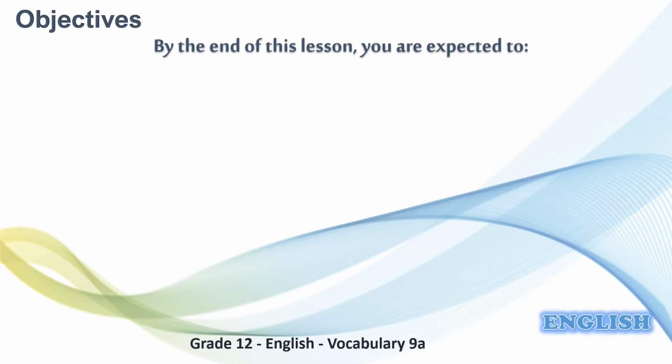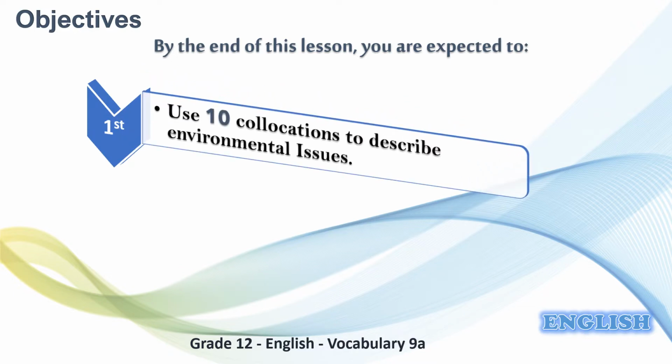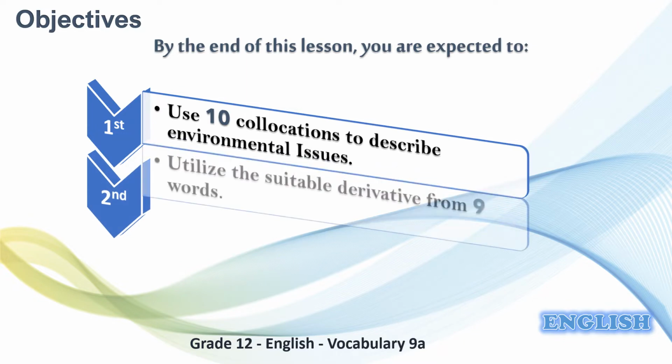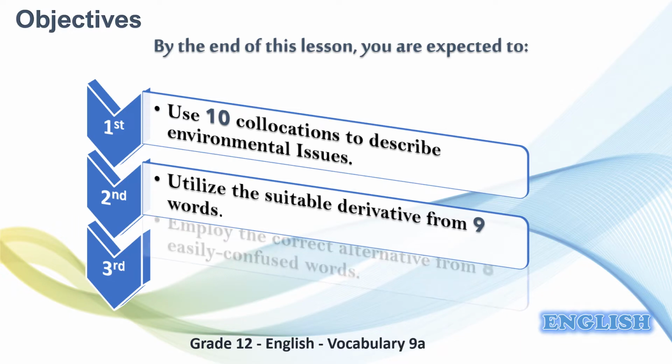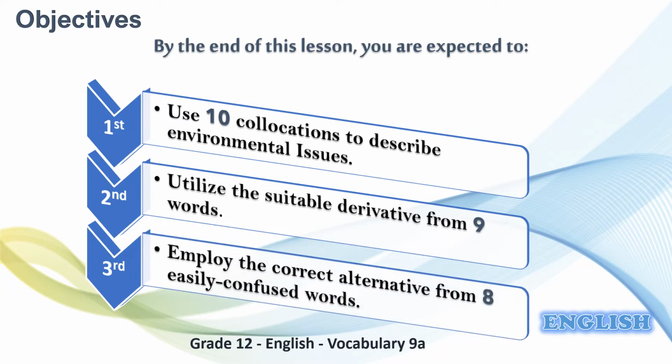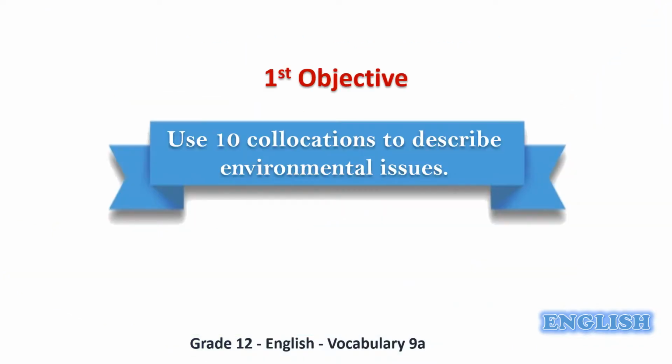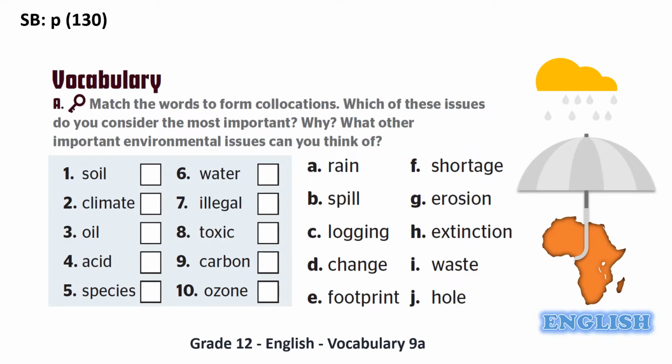By the end of today's lesson, we are expected to accomplish three objectives, the first of which is to use 10 collocations related to environmental issues, and the second is to utilize the suitable derivatives from 9 words. The third objective would be to employ the correct alternative from 8 easily confused words. Let's move to the first objective, which is using collocations to describe environmental issues. Let's start by going to exercise A on page 130 and match the words to form 10 collocations.